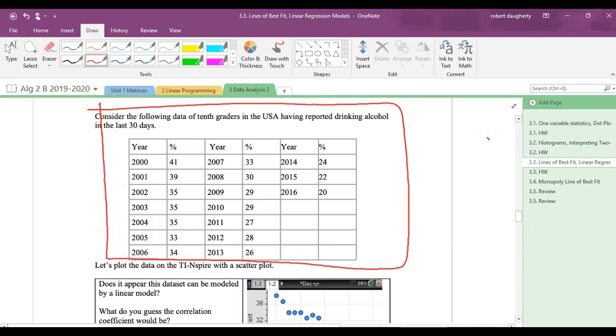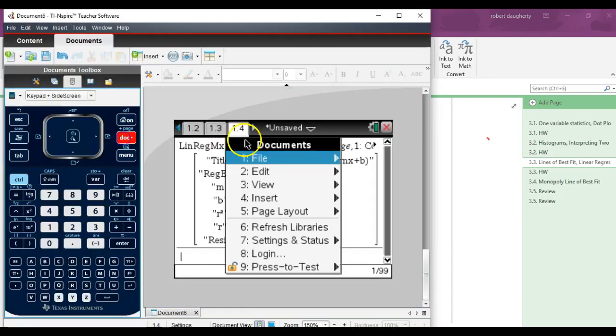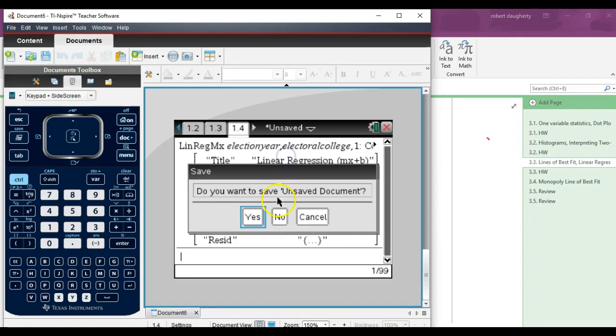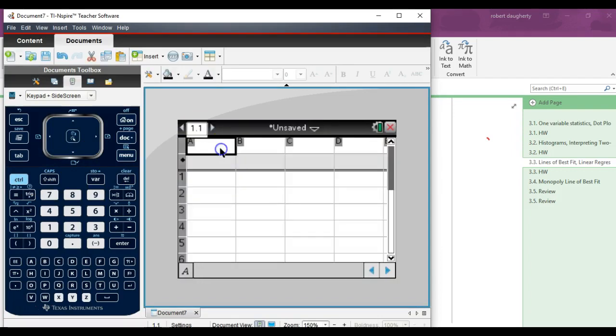So I'm going to create this data set and put it into my calculator, so you should be able to follow along. This is a good example of something that might show up on a test, being able to enter a data set like this. I'm going to create a new document, get rid of the ones that I have, and create a list and spreadsheet. I've got the year, and I'm just going to put alcohol.